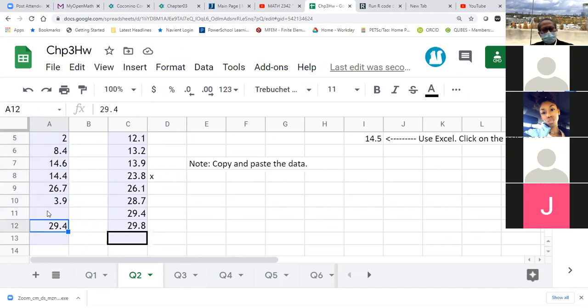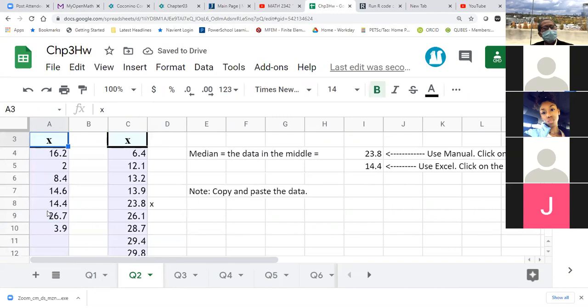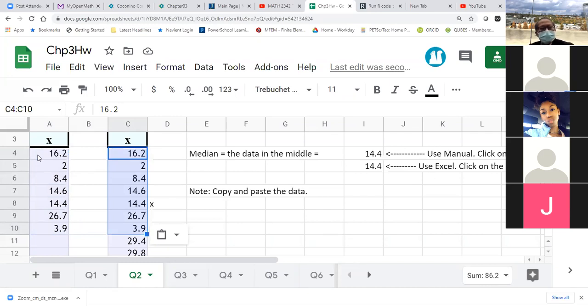So you can see you don't need this. You only have from A4 to A10, right? So now you can copy this. Control C, Control V, right? And you can use sort. Edit, I think.